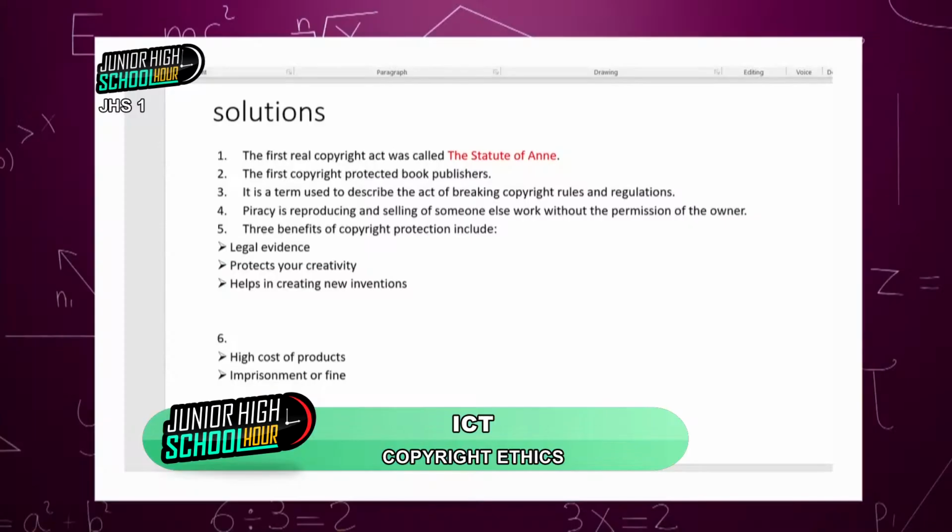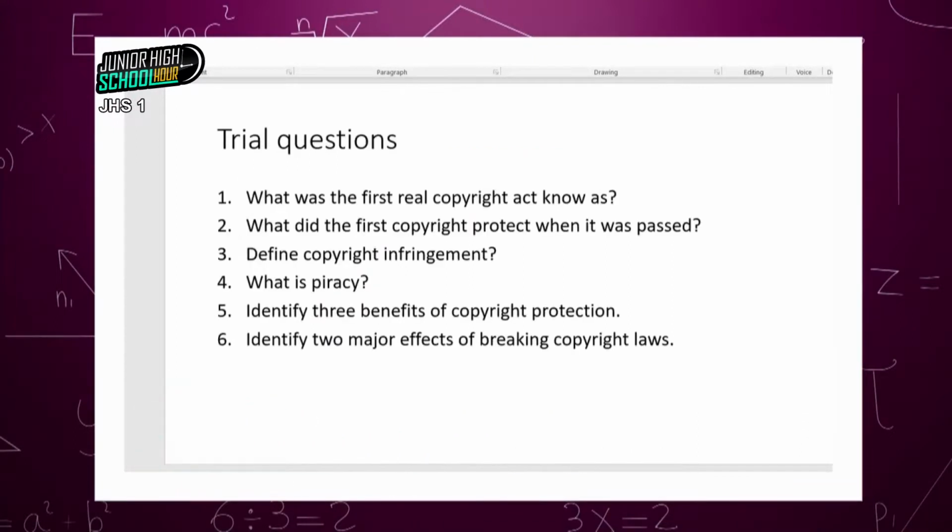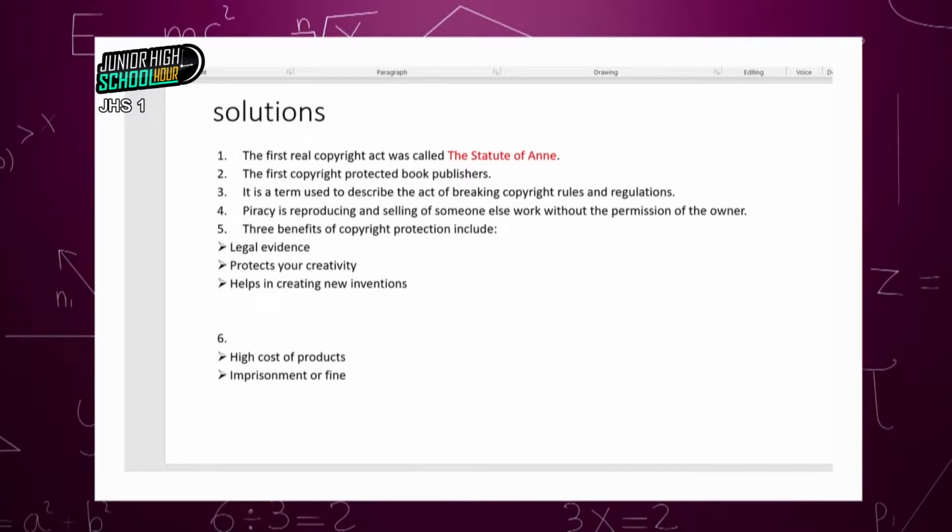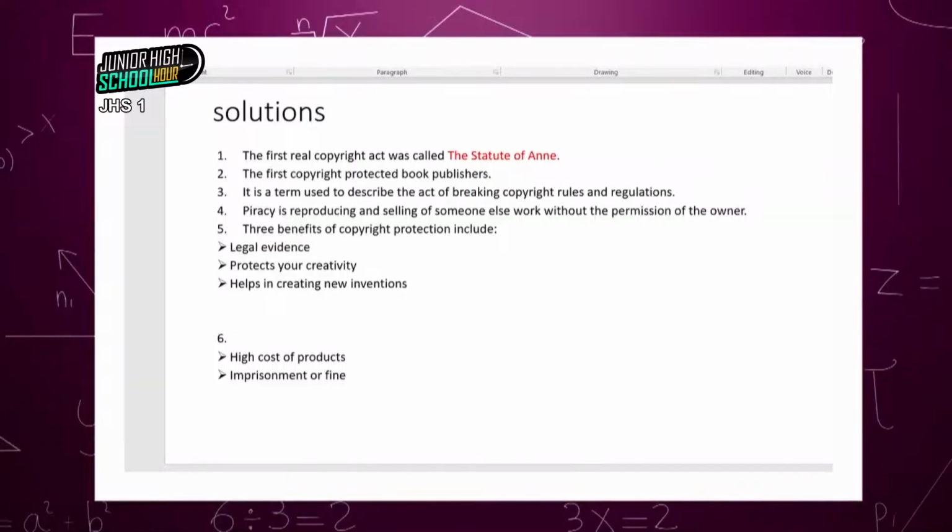The third question says, define copyright infringement. I know most of you had it easy, because copyright infringement, as we have said, is breaking the copyright rules. So the definition goes this way: it is a term used to describe the act of breaking copyright rules and regulations.